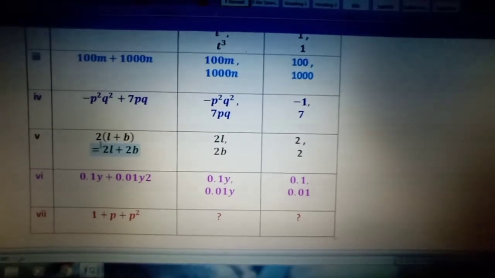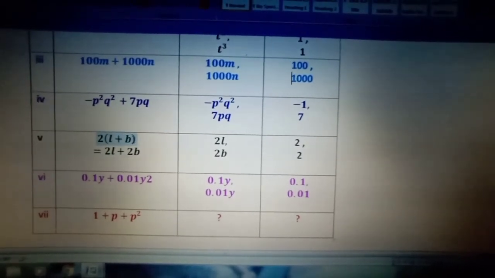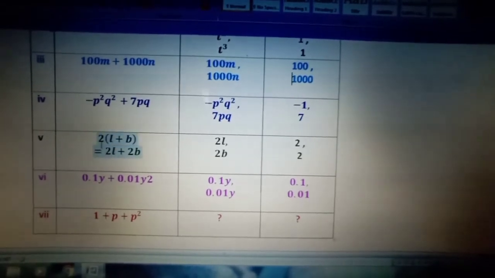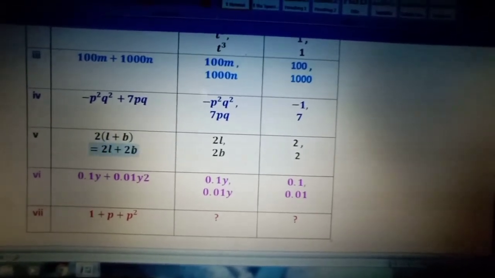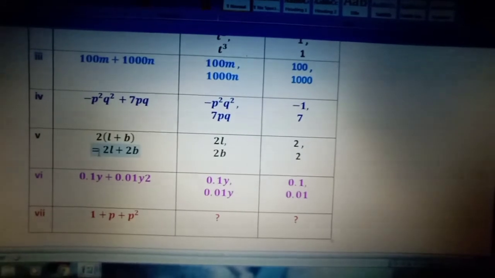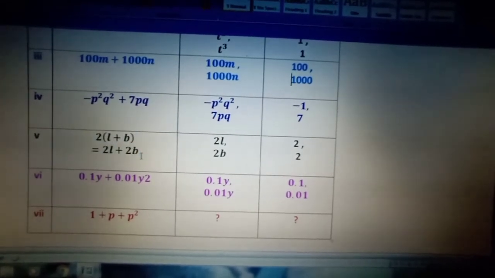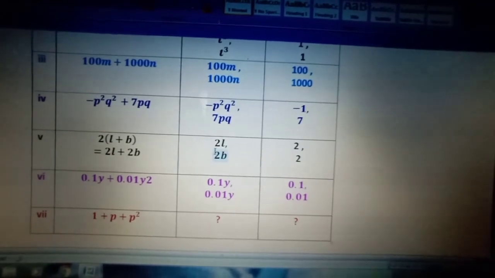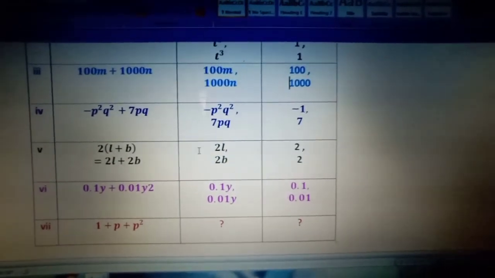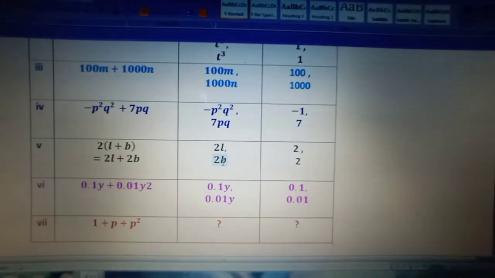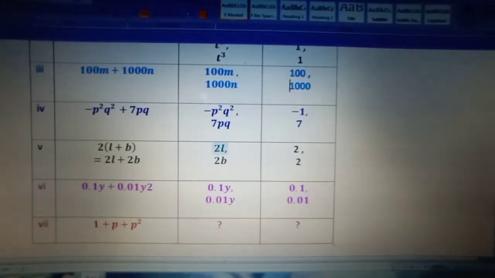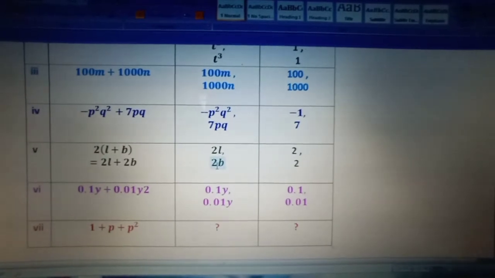Next the question given was 2 into l plus b. To make it clear we have to multiply. It is 2l plus 2b. So you can show it here. It means 2l plus 2b. So the terms are 2l and 2b, and the variables are l and b. The numerical value is 2 and here also 2.